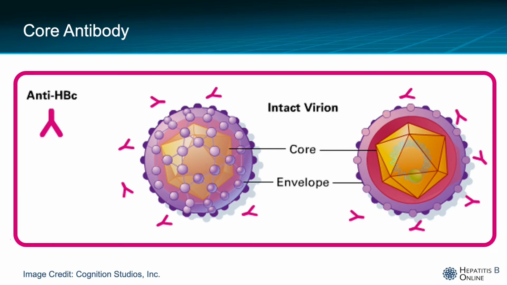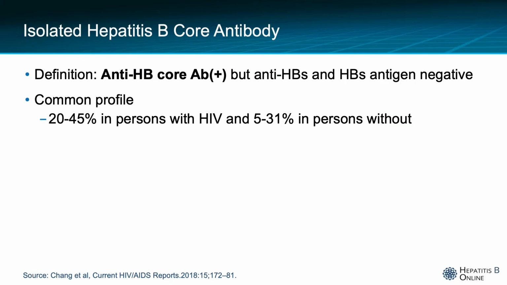The other point of distinction I want to make is that core antibody should not be confused with surface antibody. In contrast to surface antibody, core antibody does not necessarily indicate immune protection, just prior exposure to the virus. An individual with isolated core antibody, by definition, has positive core antibody in the absence of surface antigen or surface antibody, the other seromarkers. It is a common profile, seen in up to 20 to 45% of persons with HIV and up to 31% in persons without.